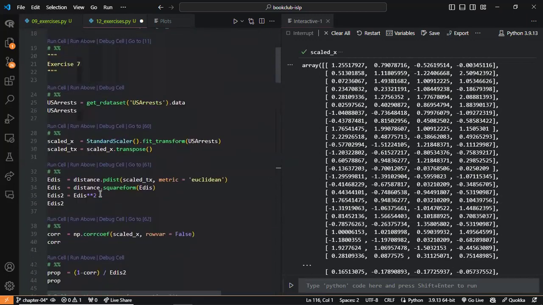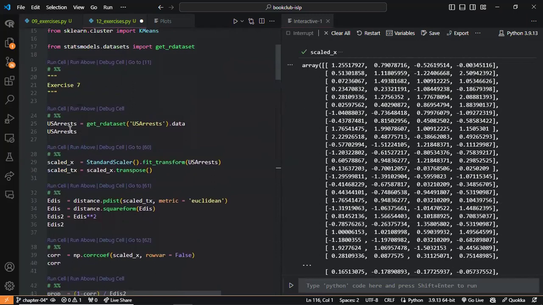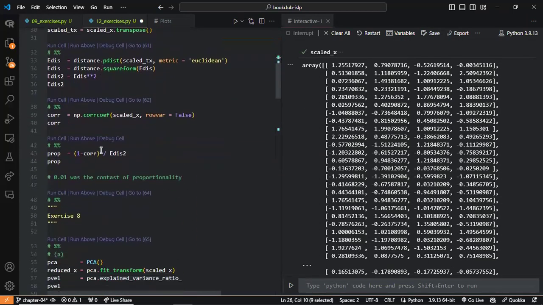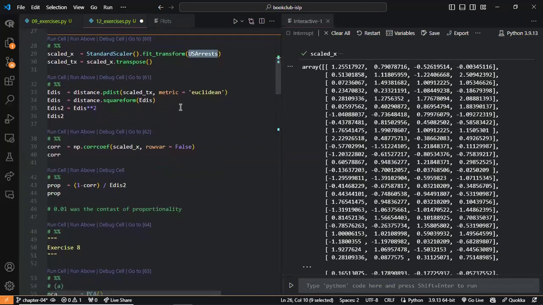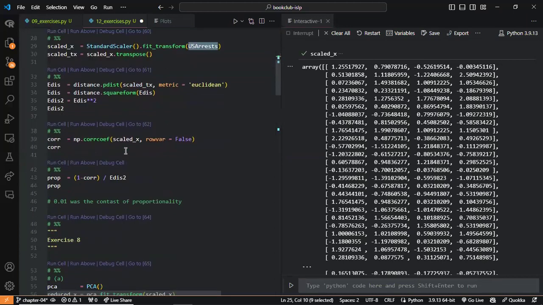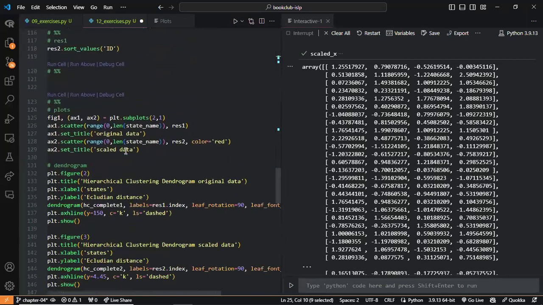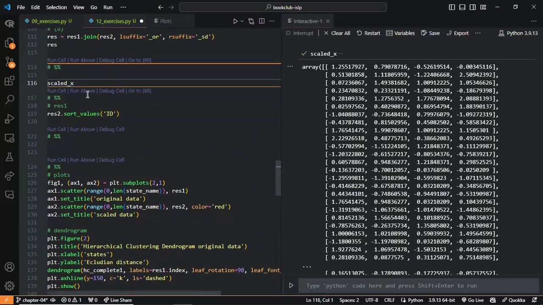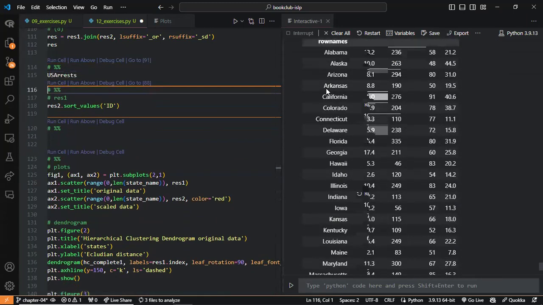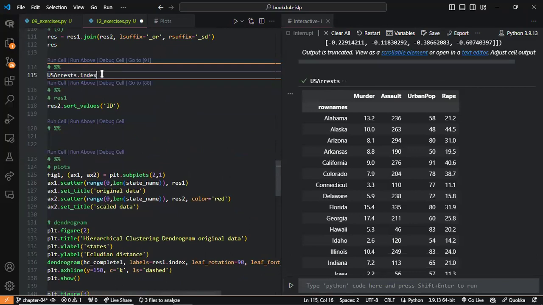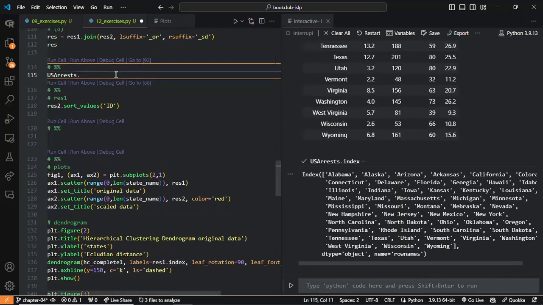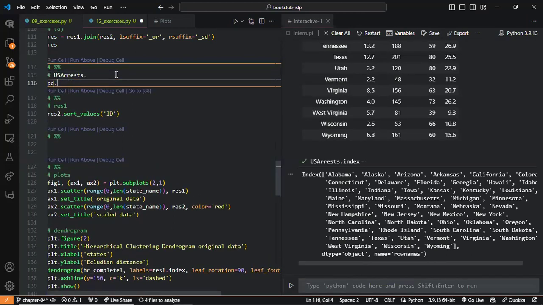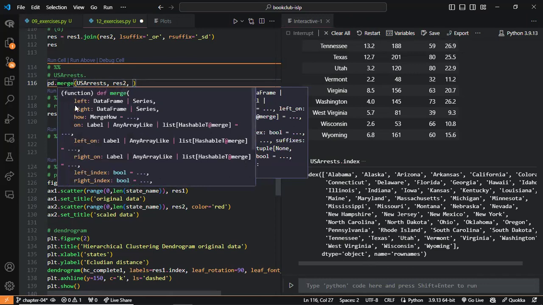What was the name of the data frame? USA arrest. That's the original one, yes. If you scale it, it looks like a matrix, so I will leave them with the non-scaled one. Over here, the index should be already fine. Yes, you can do a pd.merge. Correct. I'm not sure about merge in Python, or how to do it on the index.